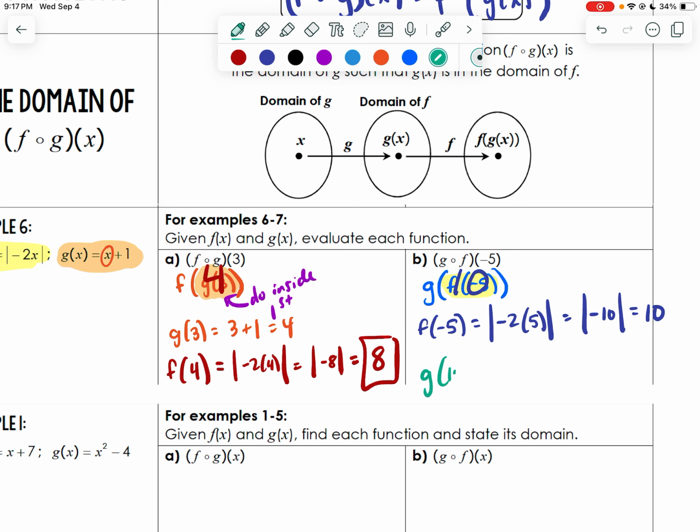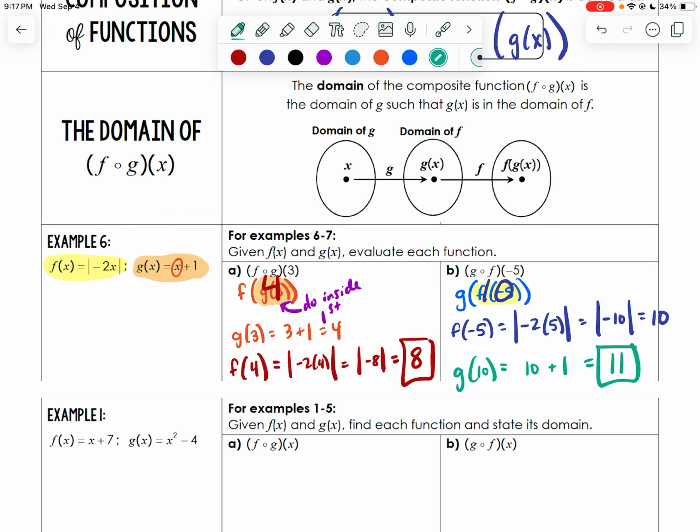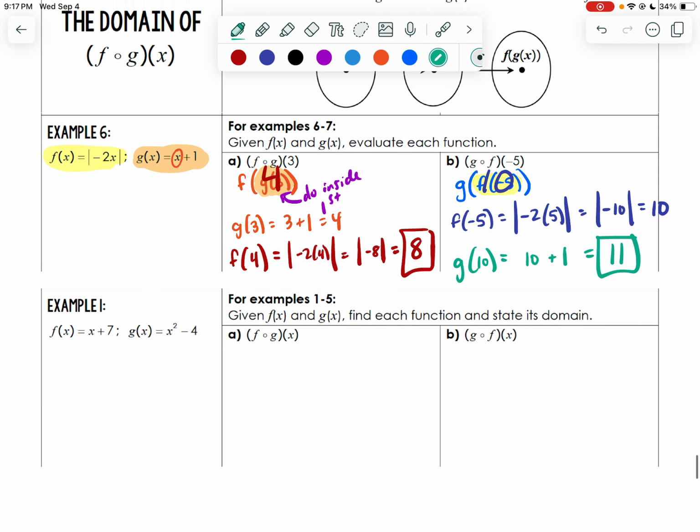So now if we do g of 10, we're going to the g function, which is just x plus 1. So we're just doing 10 plus 1. So final answer is 11. All right. So that's just evaluating with a number in there. Okay. So do the inside function first. Use that answer for the outside function. All right, so what happens if it's not a number inside? You still have an x. Okay, this is where you're actually plugging like a whole function into another function.